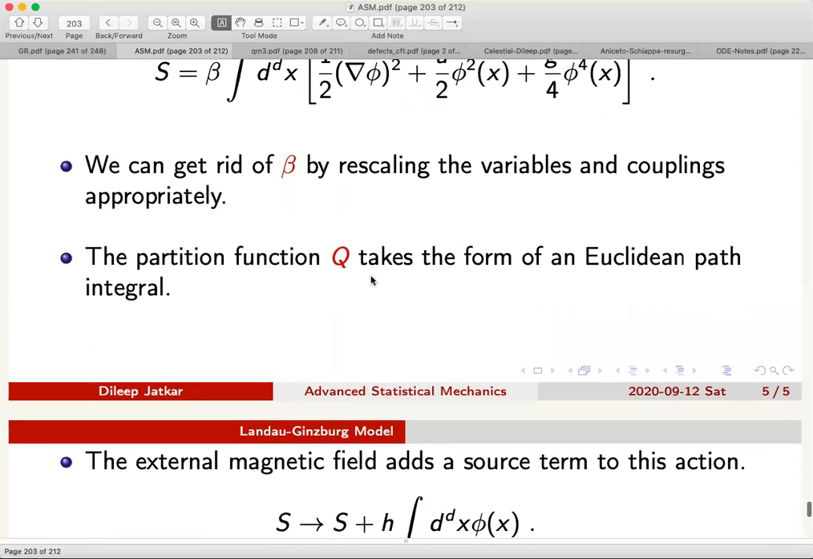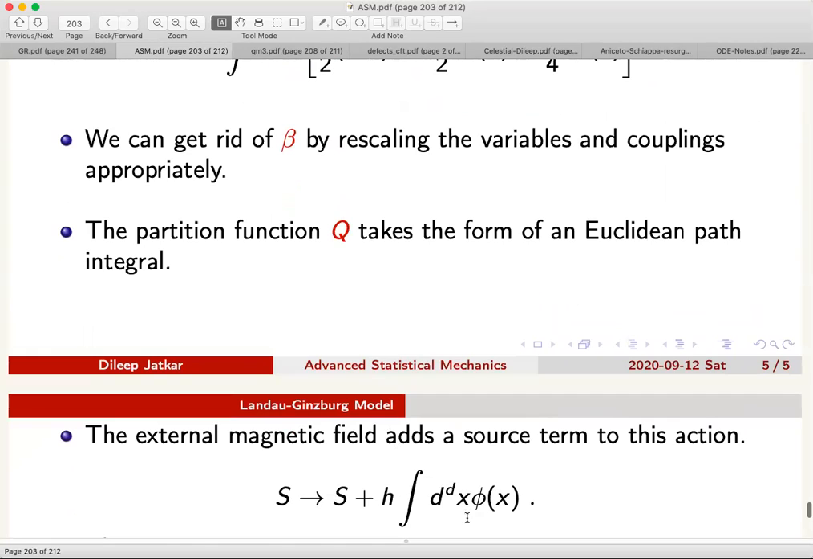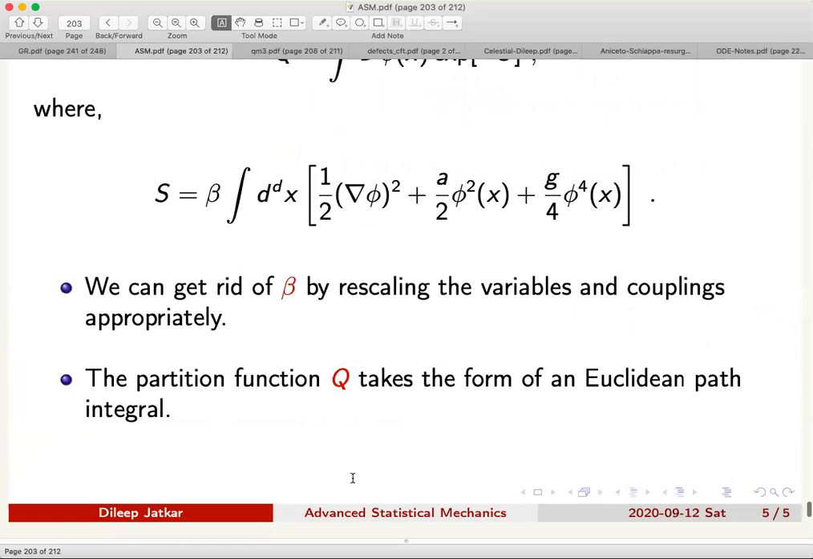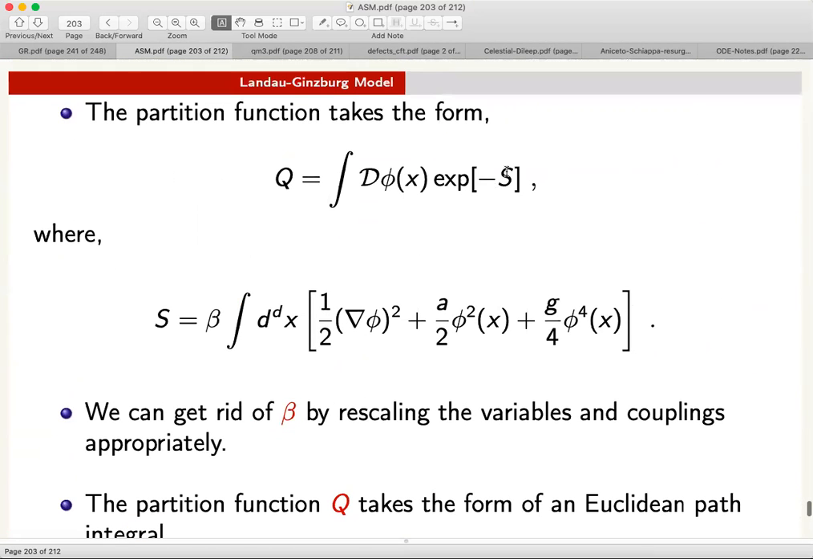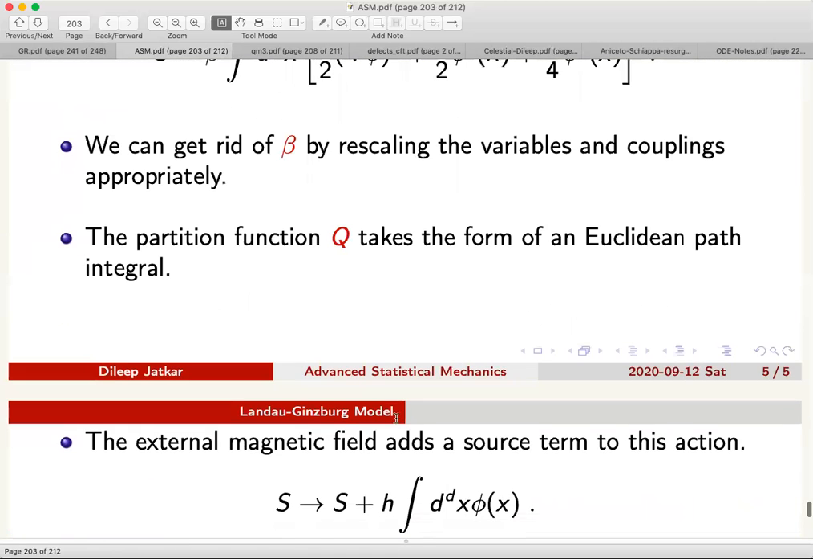This naturally tells you that if you want to compute correlation functions involving the field phi, then all you have to do is look at this expression. Suppose you have an S which is replaced by S minus H times the integral of phi. Then all you have to do is differentiate this quantity with respect to H a sufficient number of times to bring down phi, and just compute that correlation function. That is the technique.